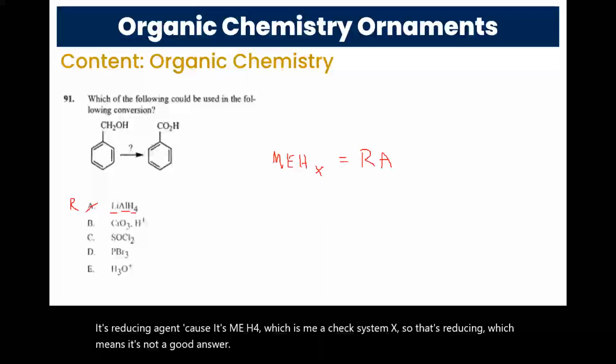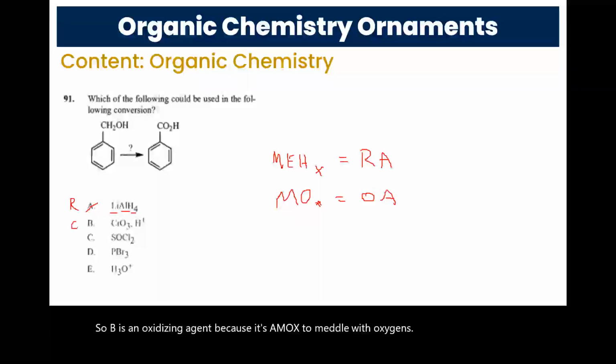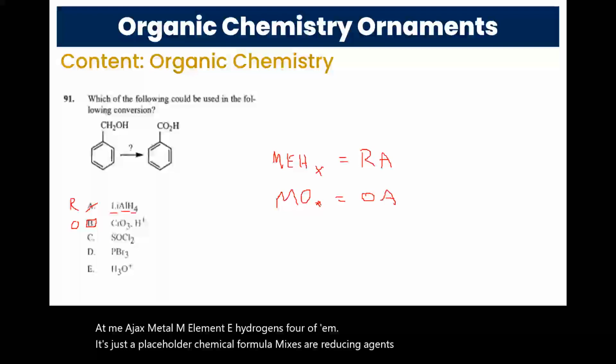What is B? So B is an oxidizing agent because it's a MOX. It's a metal with oxygens. So that's our best answer. And MEHX: metal, M, element, E, hydrogens, 4 of them. It's just a placeholder chemical formula. MEHXs are reducing agents and MOXs are oxidizing agents.